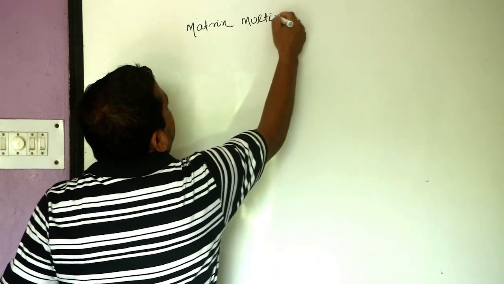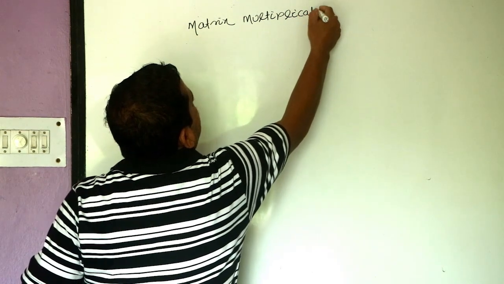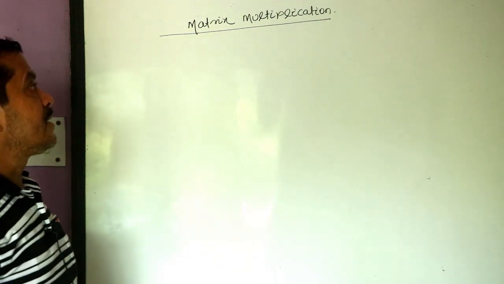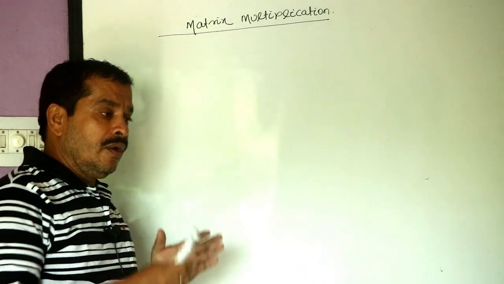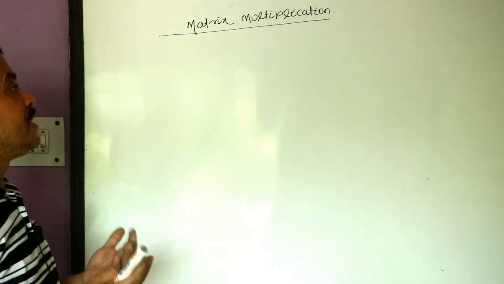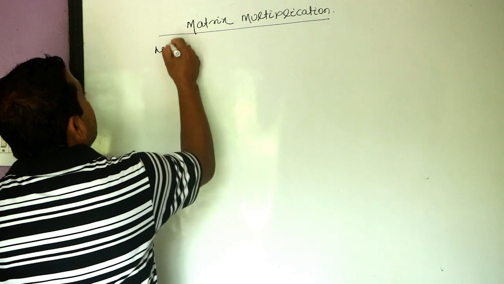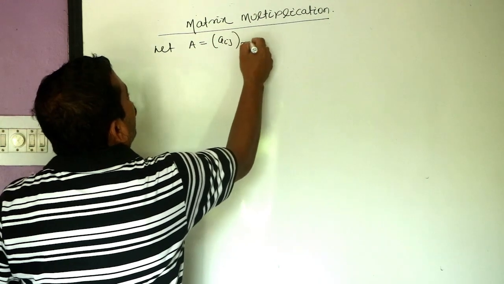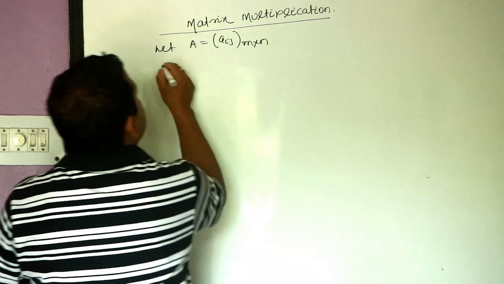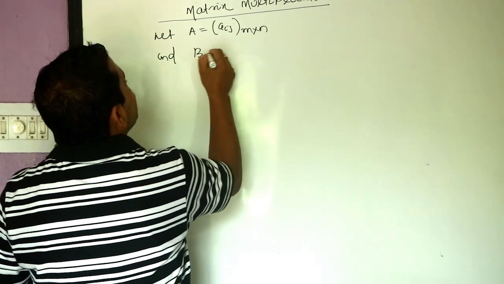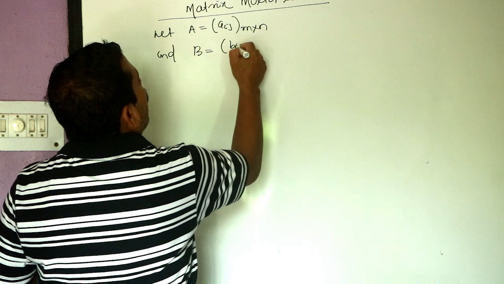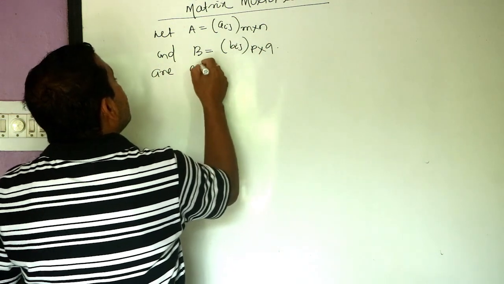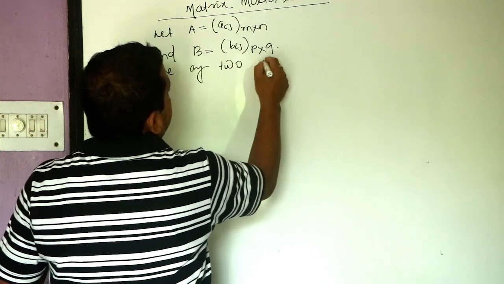Matrix multiplication. We cannot multiply any two matrices. There is a minimum condition which decides which matrix can be multiplied with which matrix. Let A equals Aij of order m cross n and B equals Bij of order p cross q be any two matrices.